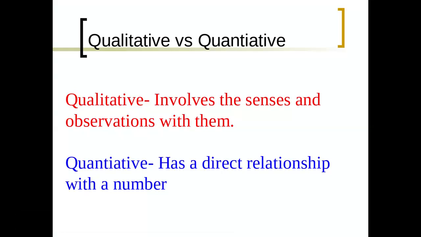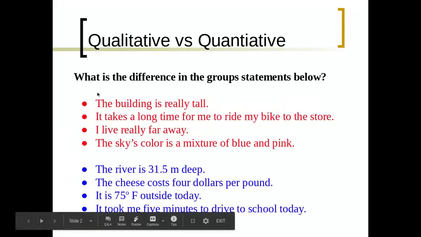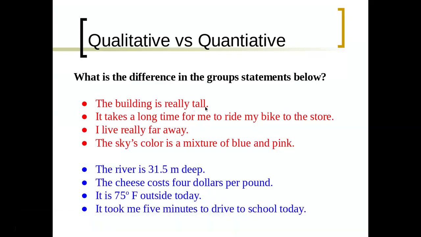Qualitative involves the senses. It involves observations with your senses, where quantitative has a direct relationship with the number. So when we go back and look at that first slide, there's no numbers up here. There's blue, there's pink, there's tall. Obviously you could measure a building, but this statement is more qualitative than quantitative. It takes me a long time to ride my bike to the store. Obviously, we could time it and put a number associated with it, but really long is a qualitative observation, a qualitative set of data. So when you look at that red group, those are qualitative.